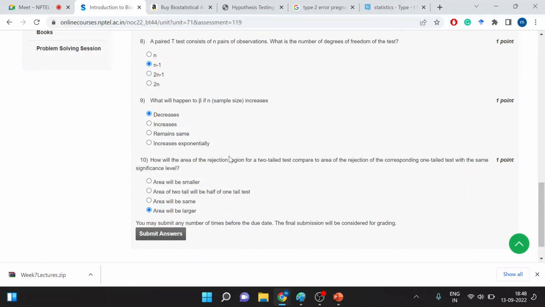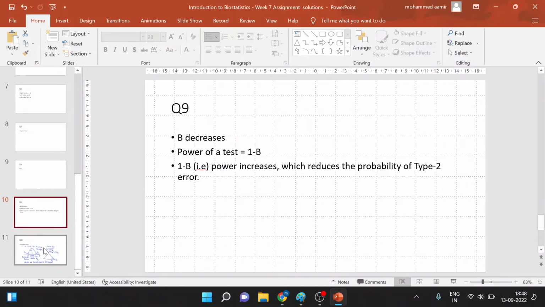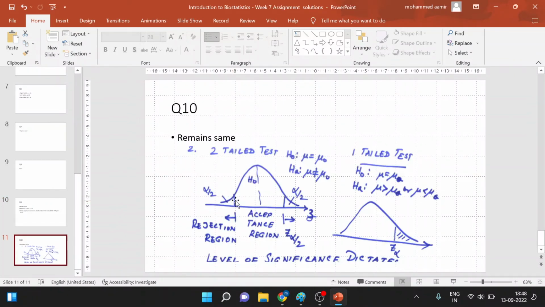Given an alpha value, how does the area of rejection in a two-tailed test compare with that of a one-tailed test? For example, if you're given an alpha value of 0.05, how does the area of rejection of a two-tailed test compare with that of the one-tailed test? So this is a one-tailed test, this is a two-tailed test. When you do a two-tailed test, on each edge you divide your alpha by 2, so for alpha of 0.05 you get 0.025, and the rejection area is on these edges, whereas here the alpha value is 0.05, so it's this area.